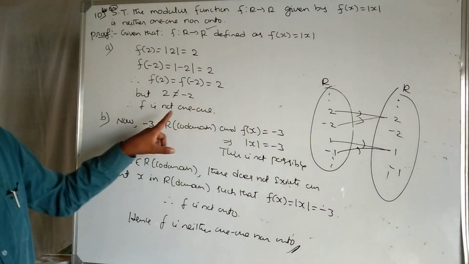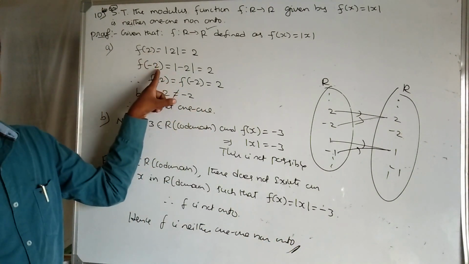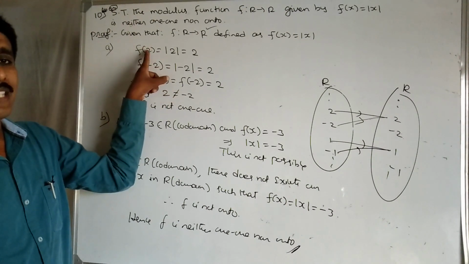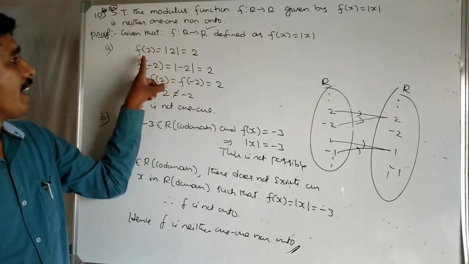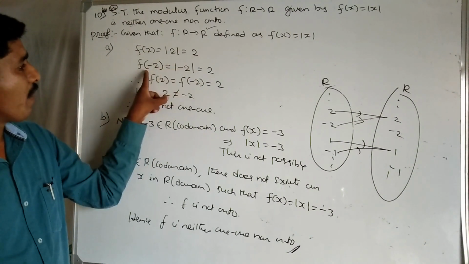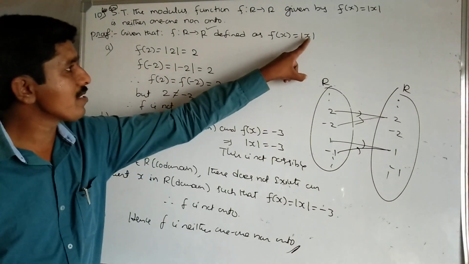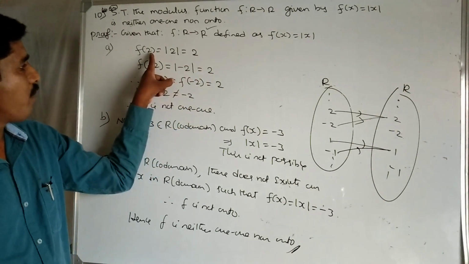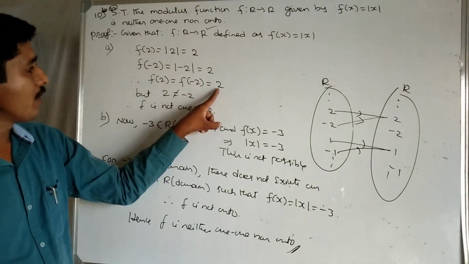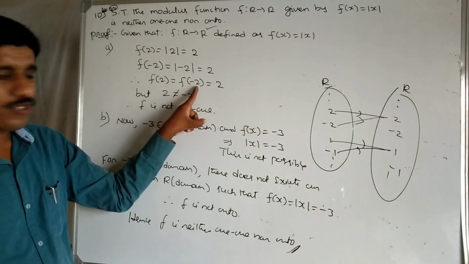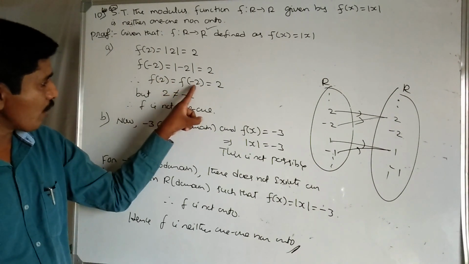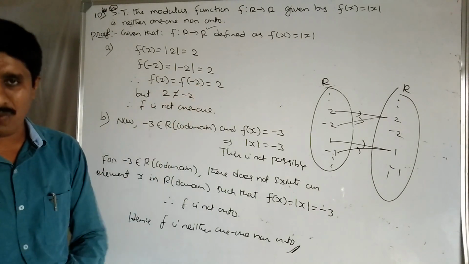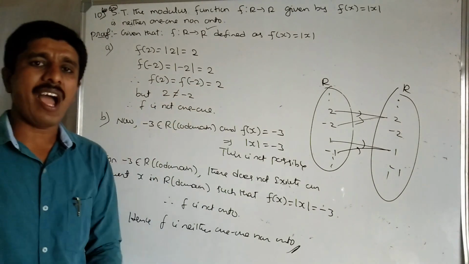See, for proving it is not 1-1, take two real numbers, the same real number with opposite signs. Here plus 2 and minus 2. f of 2 equal to 2, f of minus 2, modulus of minus 2, equals 2. Therefore, f of 2 equal to f of minus 2 equal to 2. Here f of x1 equal to f of x2, but x1 is not equal to x2, since 2 is not equal to minus 2. Therefore, it is not 1-1.